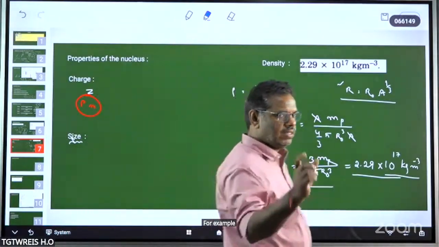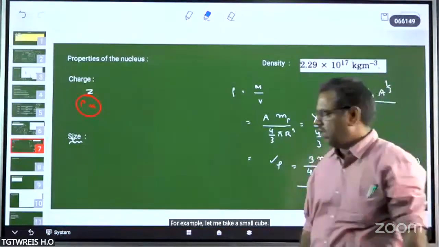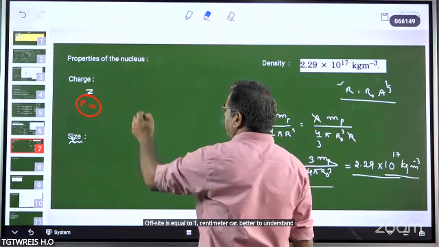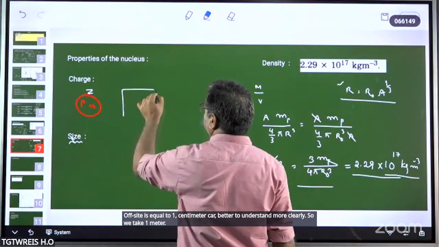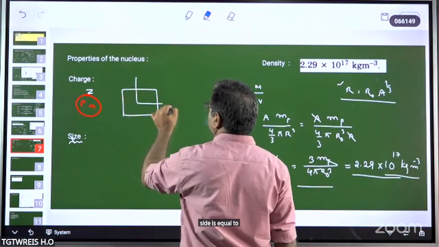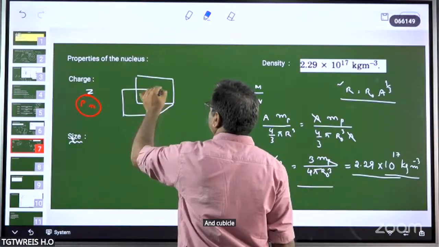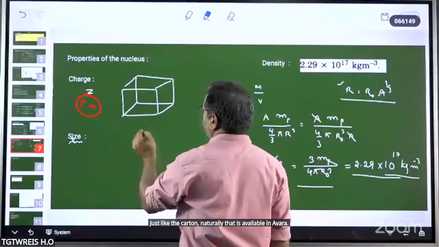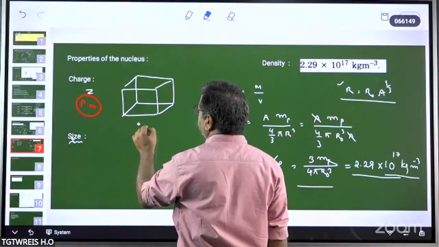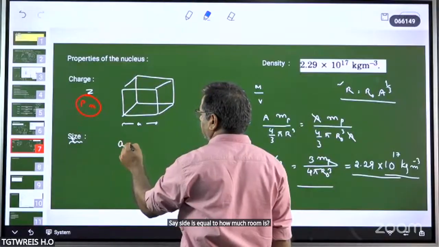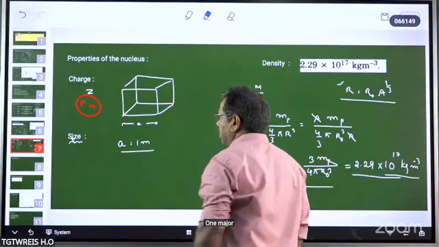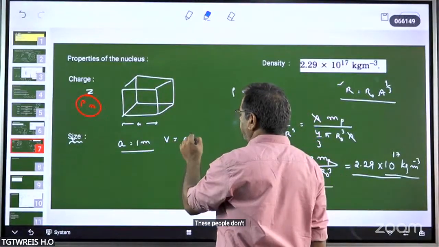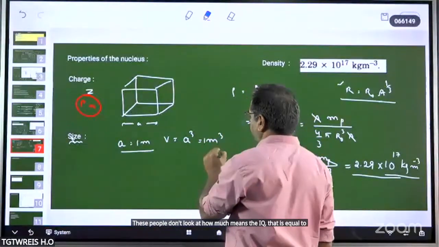For example, let me take a small cube of side equal to 1 centimeter, or to understand more clearly, let us take 1 meter. Side is equal to 1 meter, a cubical box, just like the carton available in our home. Side is 1 meter, so the volume of this cube is V = 1 meter cubed.